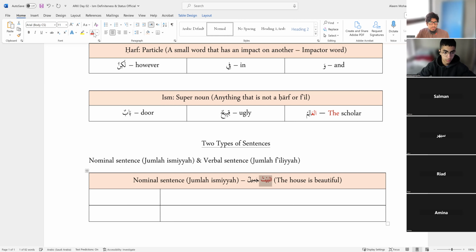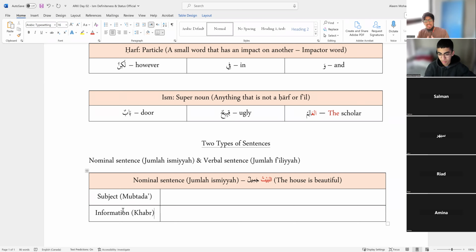So al-baytu is going to be our subject, right? Which in Arabic is the mubtada. And once more, the subject is the thing in which the nominal sentence revolves around, right? It's your main point of discussion, right? And then the second part is the khabar, right? Or the information, which in Arabic is known as khabar. So what are you going to tell me about it?